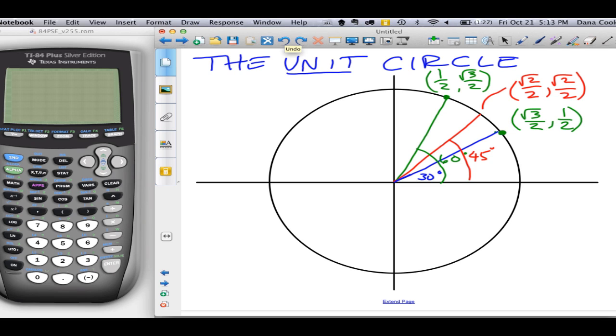If I replicated those points on the opposite side here of the y-axis, meaning in the second quadrant, what would be the xy coordinates of these 3 points? This one, and this one. I want you to hit pause right now. Can you fill that in?